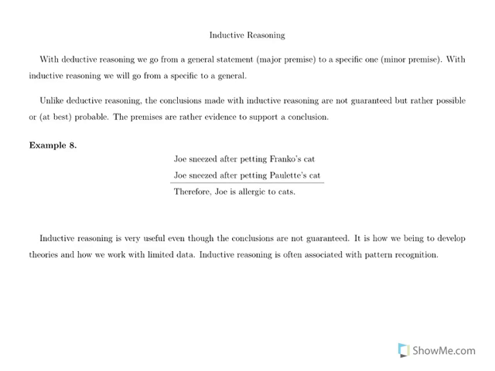Premise: Joe sneezed after petting Franco's cat. Another premise: Joe sneezed after petting Paulette's cat. So therefore, we could say that Joe is allergic to cats. If he sneezed after petting one cat and sneezed after petting another cat, we could just say that Joe is allergic to cats. We're using specific examples to gain evidence as to why something might be true. And we're seeing that we're going from specifics to a general statement.